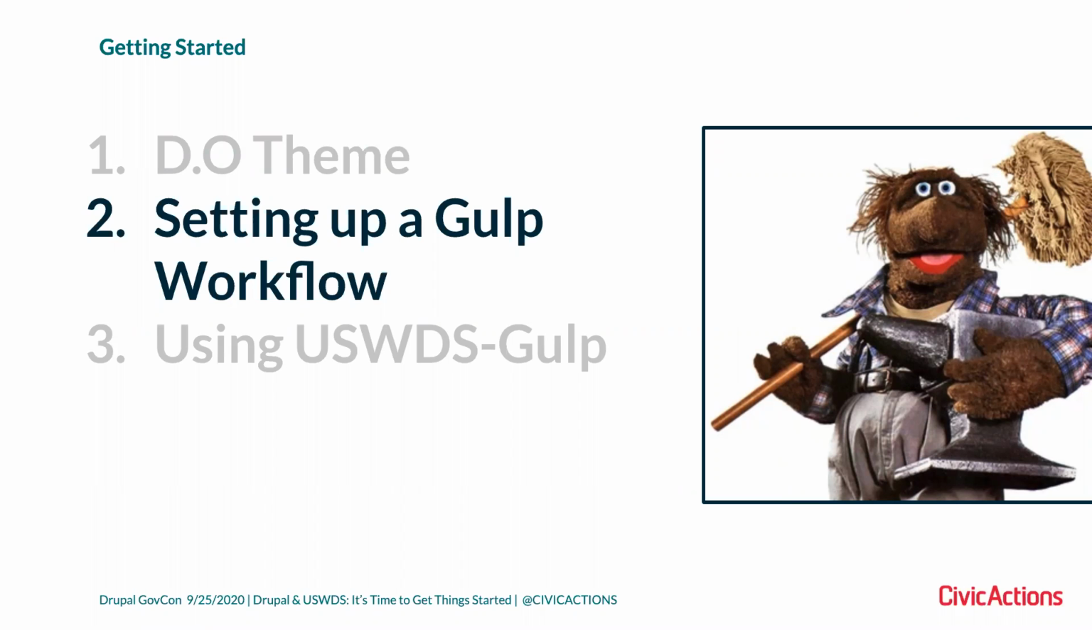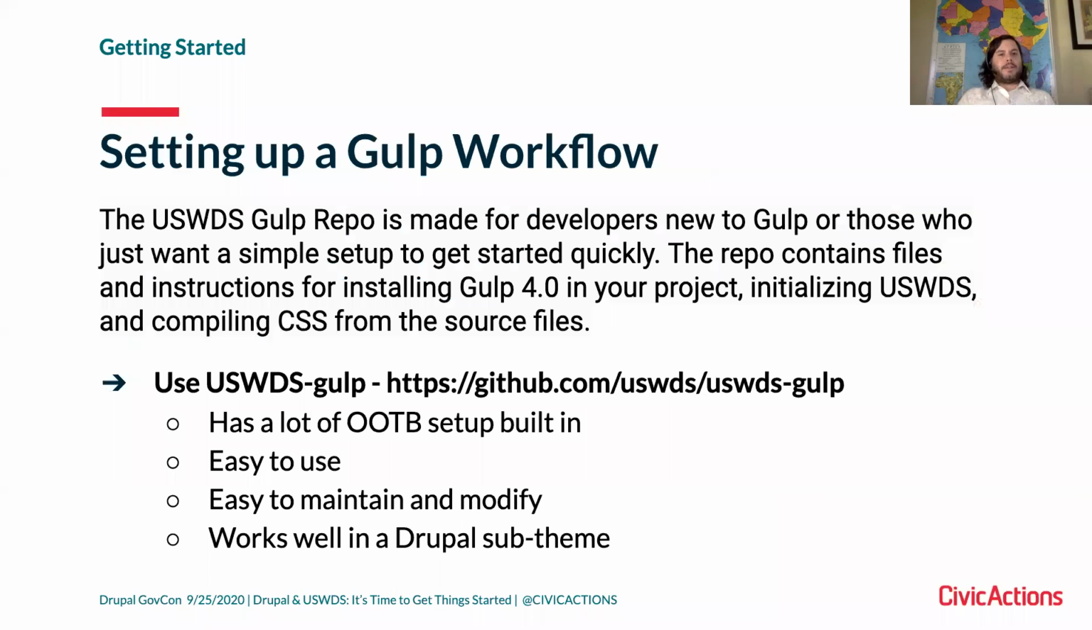Okay, so the next bit we're going to talk about is setting up a Gulp workflow. We're going to use USWDS Gulp. It is a Gulp workflow that is maintained by the USWDS team, and this is from their site. The USWDS Gulp repo is made for developers new to Gulp or those who just want a simple setup to get things started quickly. That's us. The repo contains files and instructions for installing Gulp 4.0 into your project, initializing USWDS, and compiling CSS from source files. You can use any sort of Gulp workflow you wish.